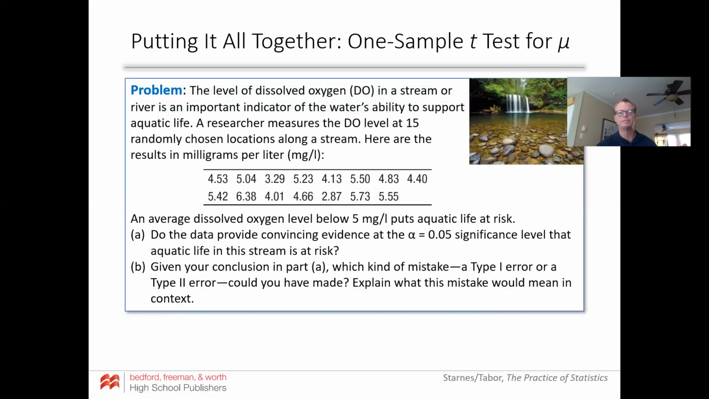So how about this problem? There's 15 randomly chosen locations. And they want to see what this oxygen level is. So we're not going to put this in the calculator. We're just going to watch what they do. They're picking a 5% significance level. So do the template and then say, well, what kind of error could we have made?